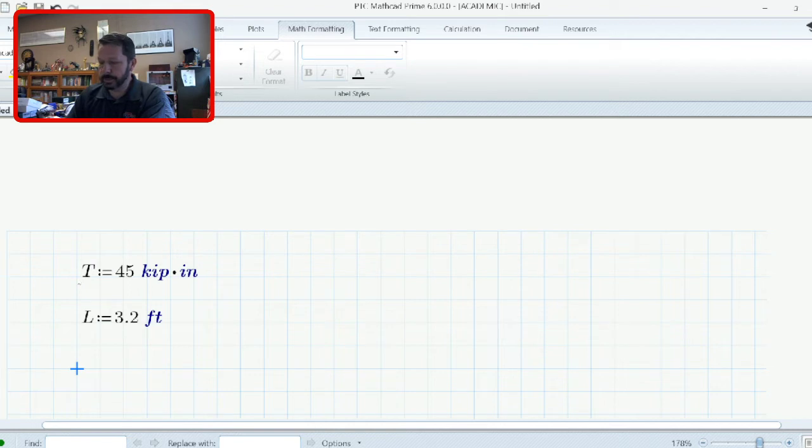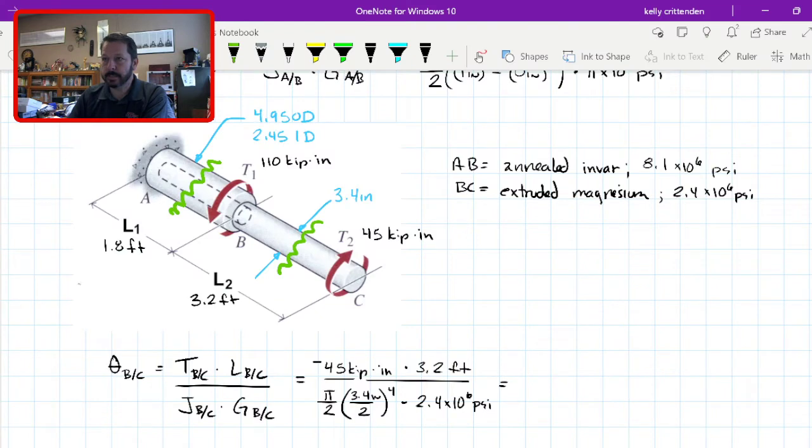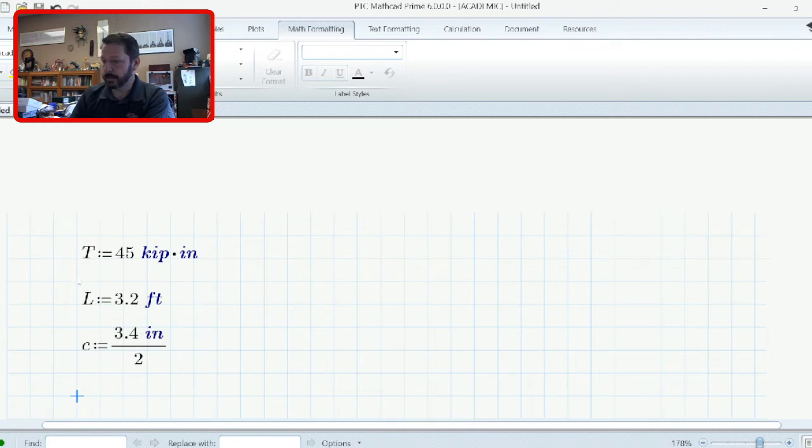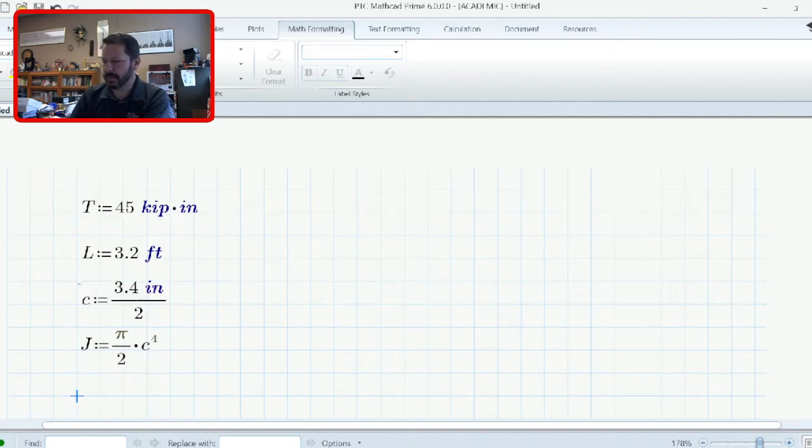TL over J, which is going to depend on the C for this one. We'll do C, but there's going to be one for both of these. So these probably should have subscripts for signifying the torque, the length, and the radius of just section BC. We're kind of taking a shortcut, I guess. C equals 3.4 over 2. And then J will be pi over 2 times C to the fourth. And then G, the modulus of rigidity for this section, was 2.4 million psi.